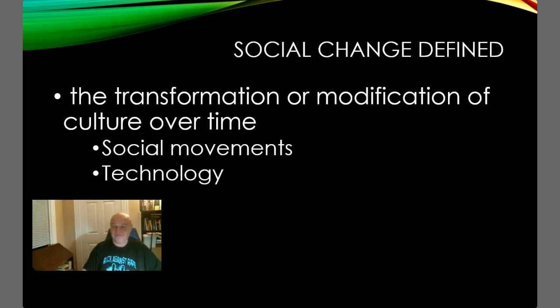Your text in the module overview defines social change as the transformation or modification of culture over time. This can be done consciously, as when there are concerted efforts, what we call social movements, or through more non-reflexive shifts, such as the development of technology and all the unintended consequences that come with that. So I'll provide a couple of examples here as we move through this part of the video.